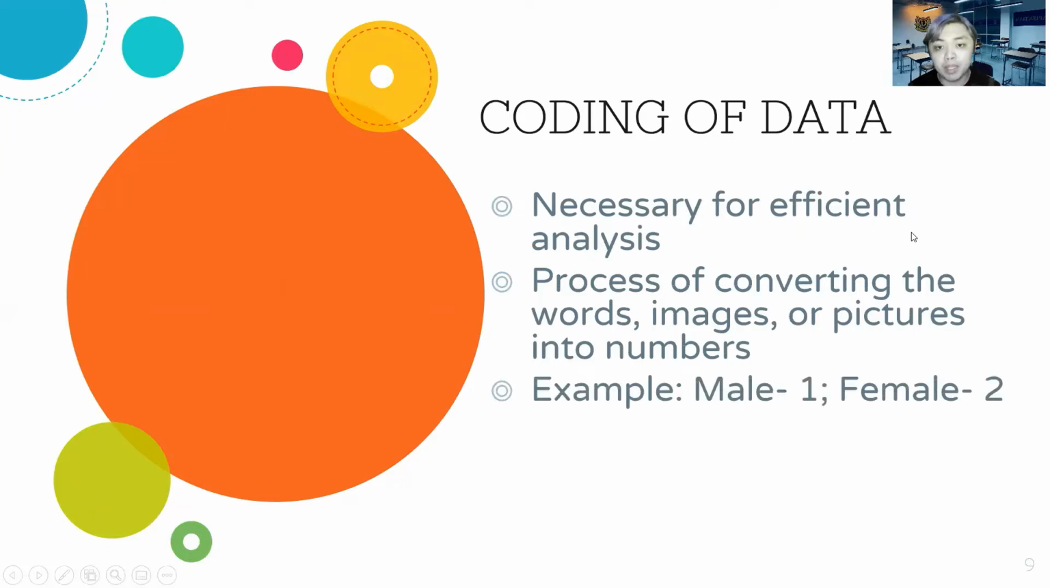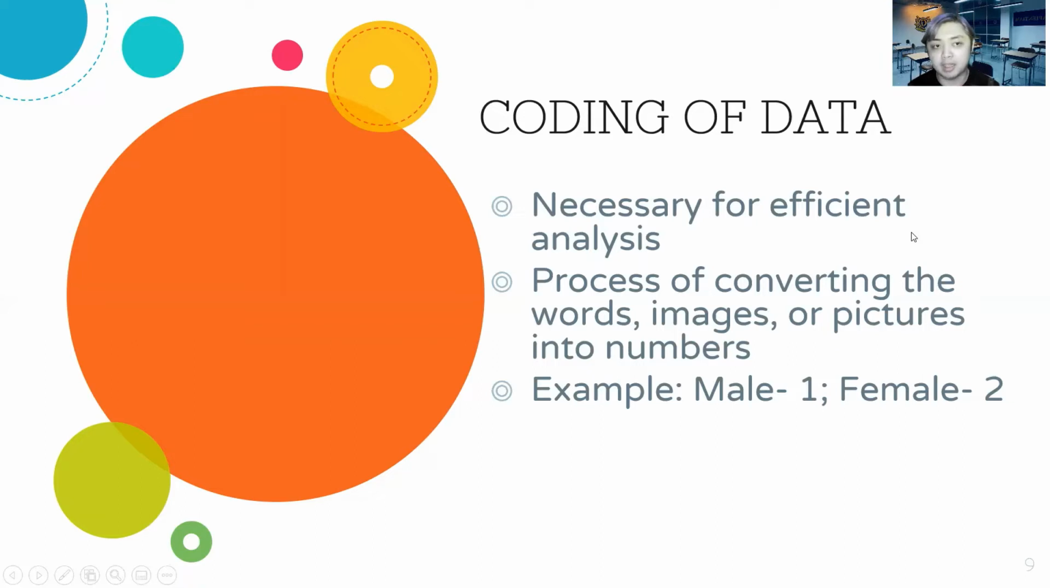Yan. For example, diba, one of our questions is the sex of the respondents. Are they male or female? And if they are male, we will label that as 1. And if they are female, we will label them as 2. If we have educational degree, for example, kinder is labeled 1, elementary graduate is labeled 2, high school graduate is labeled 3, college graduate is 4, postgraduate is labeled 5. Okay?